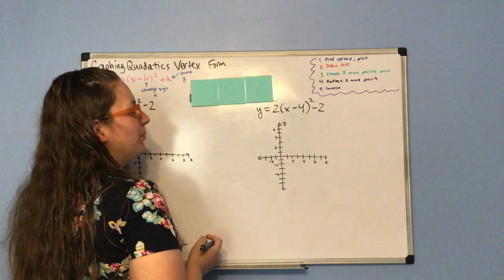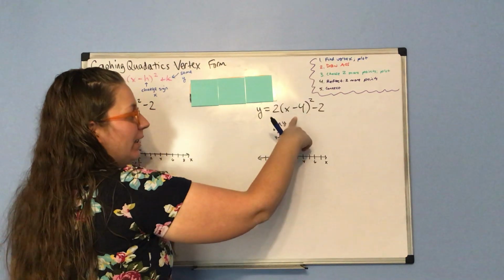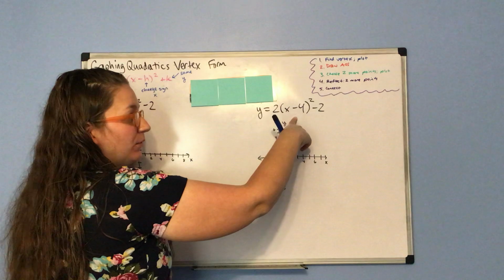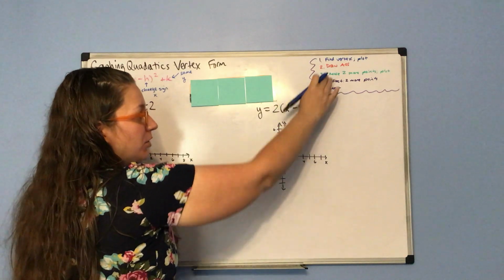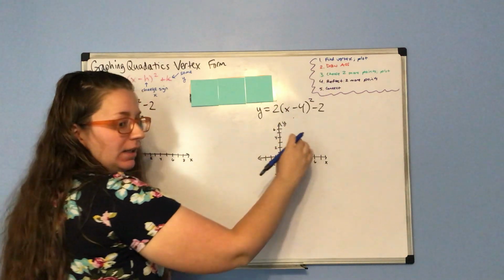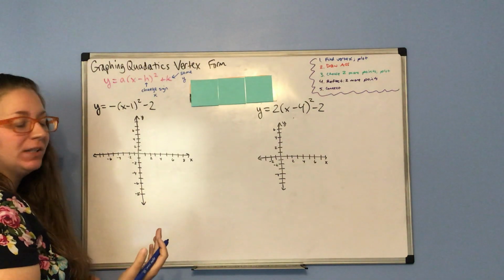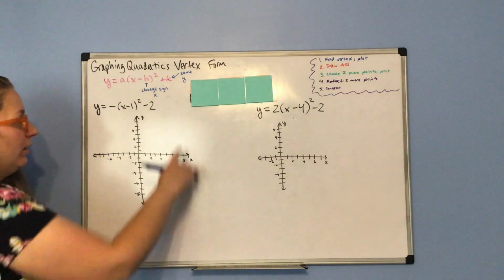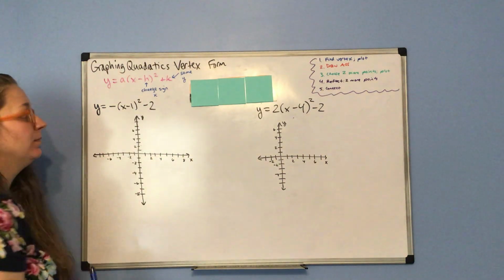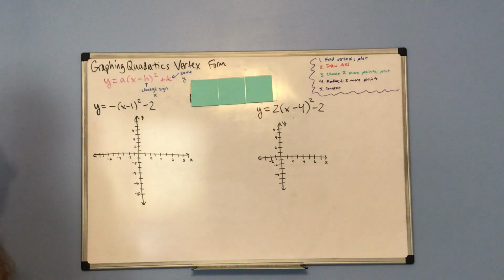And so you're going to choose 2 more points to plug in for x and plot them just like we did in standard form. You'll use your axis of symmetry to reflect, and then we'll connect. Sounds like a lot, but it's stuff we've done before, other than we're just changing the beginning part. Let's dive right into our first example.